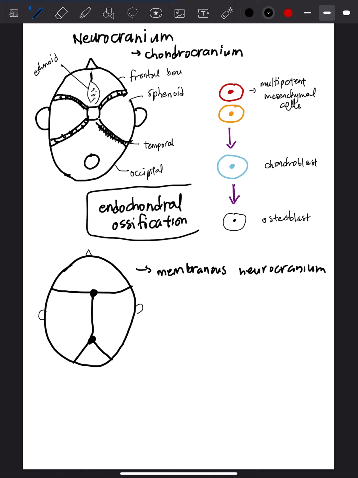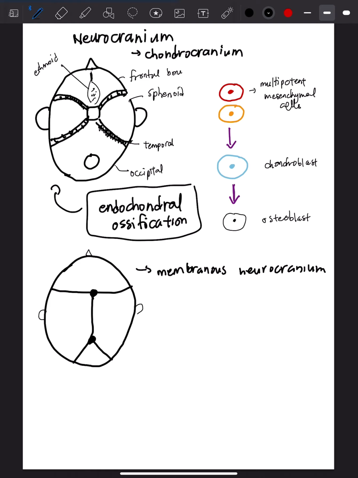All right, and this is what is happening for the chondrocranium, the base of the skull here. So your multipotent mesenchymal cells will differentiate to become chondroblasts first. They will make the cartilaginous model, and only then will it differentiate to become osteoblasts, and that would eventually become the bony part.